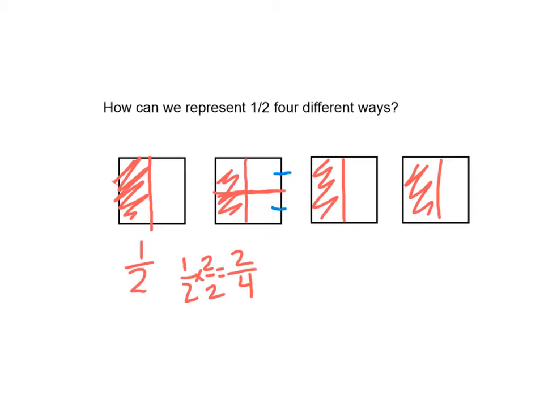Now, if I want to show another problem, I can just split it again differently. Now I have 3 sections shaded out of 6. So 1/2 times a fraction equals 3/6. So again, I have 1, 2, 3 sections. So I do 3 over 3. 1 times 3 is 3, 2 times 3 is 6. So 3/6 is equivalent to 1/2.